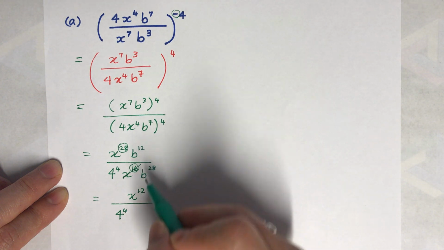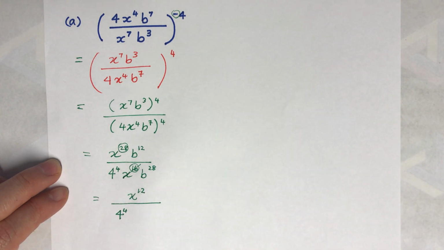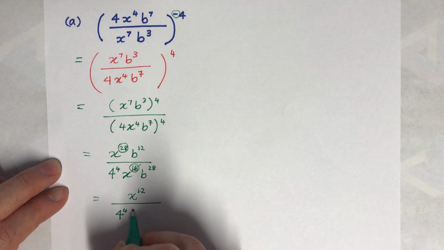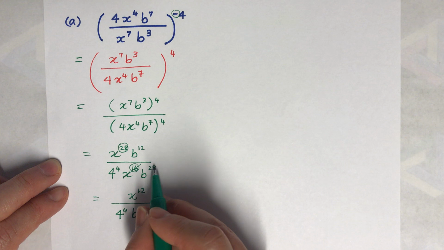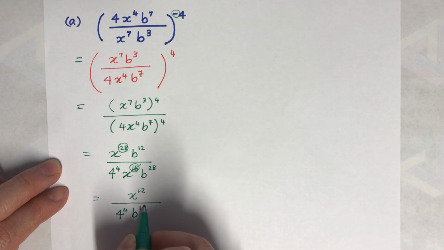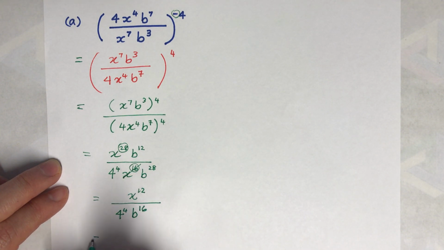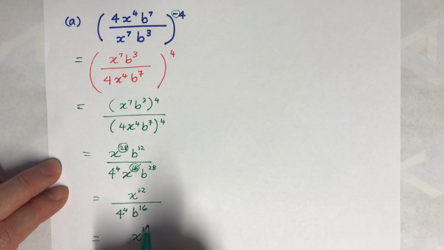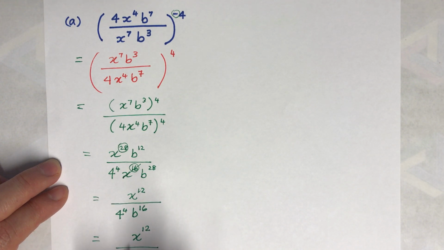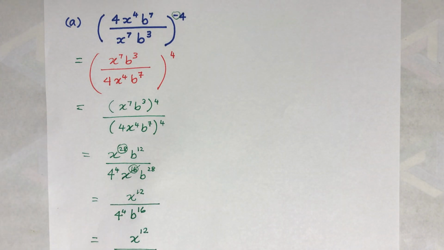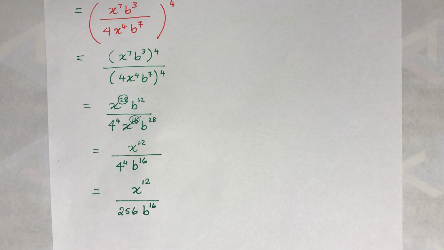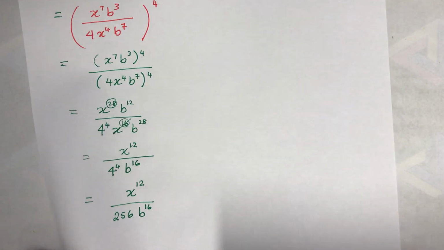Now b to the power of 12 and b to the power of 28. So we have more b's on the denominator, so we will end up with more of them on the bottom here. So what's 28 take away 12? I've got 16 left. Okay, so now my final answer will be x to the power of 12 all over 4 to the power of 4, which is 256, you're welcome to use a calculator, and b to the power of 16. So that's my answer. Oops, it'll help if you can see it. Okay, so that's your answer.